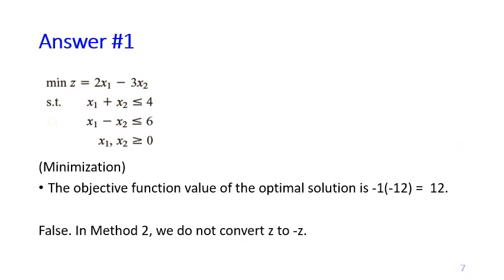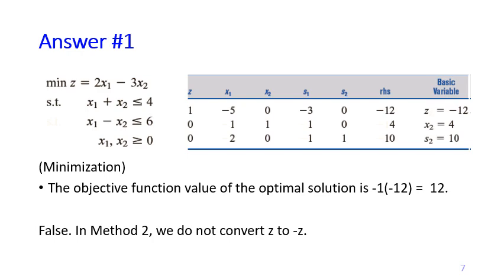The answer is false because in method 2 we do not convert z to -z. You can see here that the title of this column is still z, so what we obtain here is already the z value. You do not need to multiply it with -1. It's a different case if you're using method 1. Also, the other thing you may try to convince yourself is to plug in x1 equals 0 and x2 equals 4 because that's the optimal solution, and then you will obtain z equals -12.